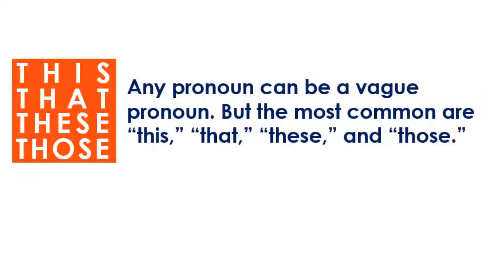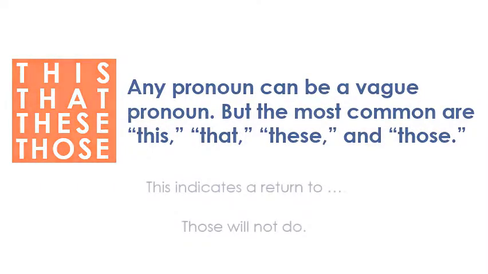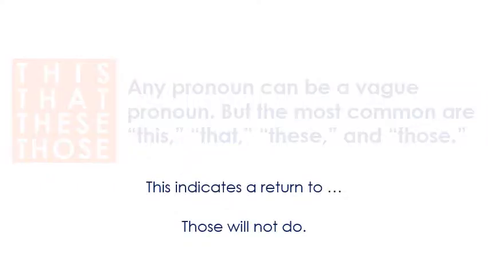Any pronoun can be a vague pronoun, but the most common vague pronouns are typically this, that, these, and those when they are unaccompanied by a subsequent noun. For example, these two sentences begin with the words this and those respectively, and in both sentences, this and those are not followed by a noun which would help clarify what this and those refer to.